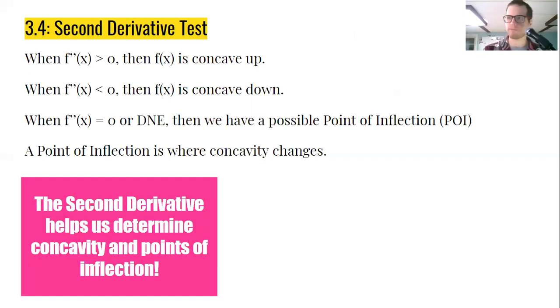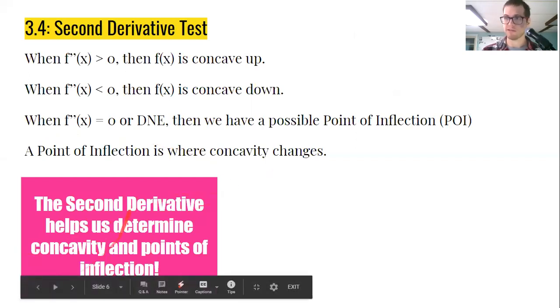It's only a point of inflection if the concavity changes sign. And we don't have a different name for if it goes from positive to negative or negative to positive. It's just, does it change sign? Yes, no. And it's a point of inflection. So that's what the second derivative is going to help us with again. It helps us determine the concavity and points of inflection.